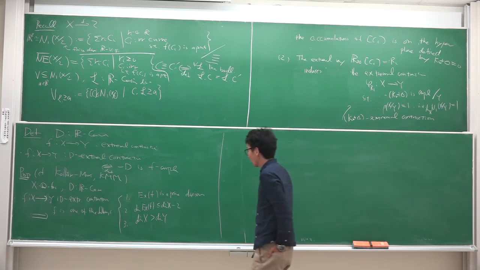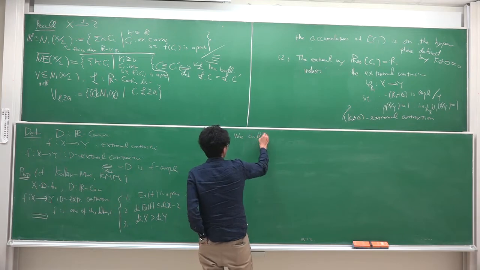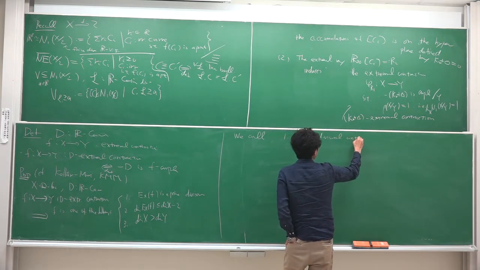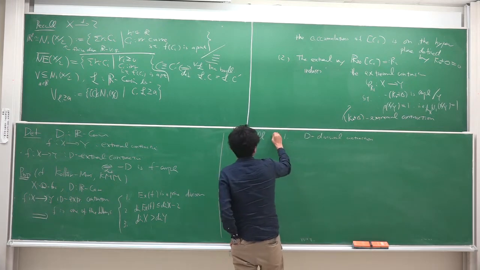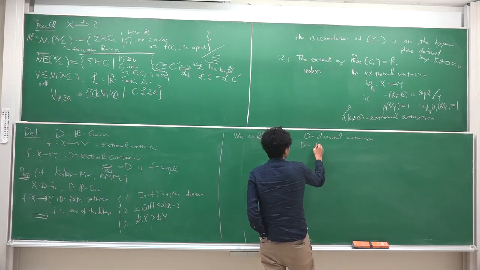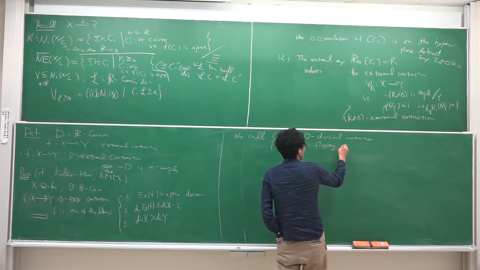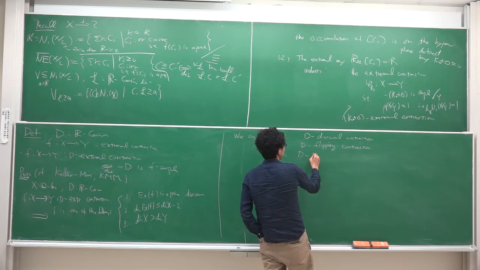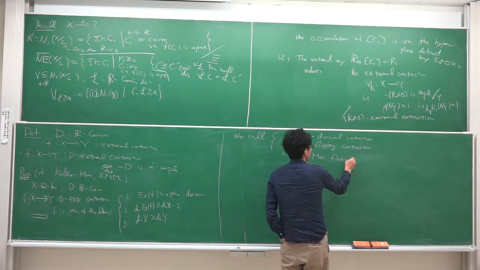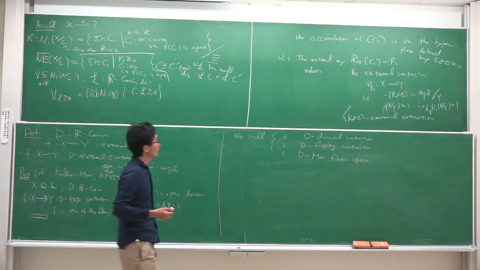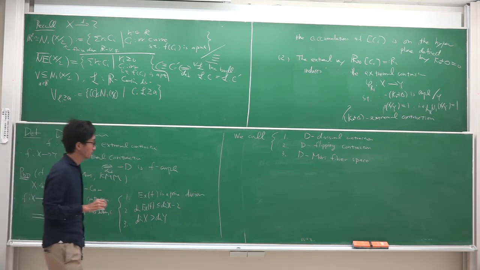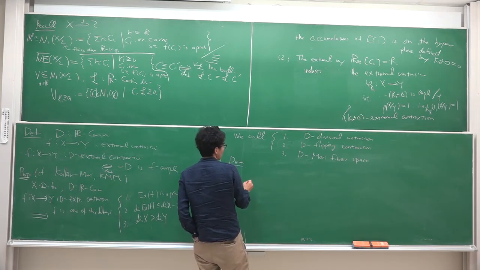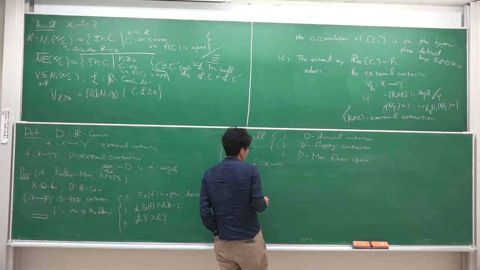For this kind of contraction, I say the first one we call the divisorial contraction. The second one is the flipping contraction. And the third one is the D-Mori fiber space. I would want to look more at the second one. So let X to Y be the flipping contraction.